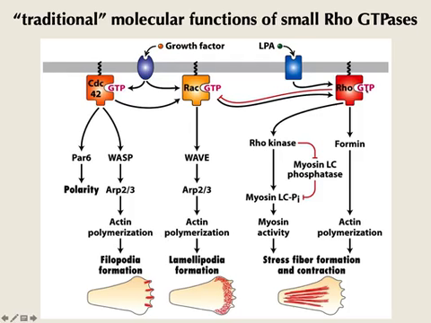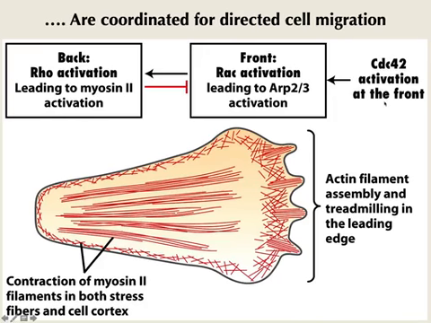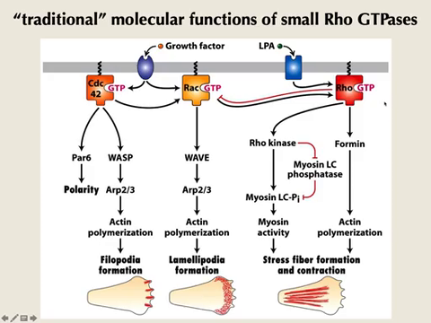But on the other hand, we have Rho A, which can do two things. One of them we've seen before, right? It can activate ROCK or Rho kinase, which phosphorylates myosin light chain, activates myosin. Where did we see that? Polarity, yeah, in the C. elegans cortex. Okay, so that's true in many, many contexts.